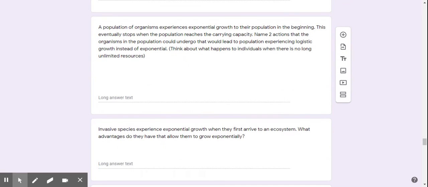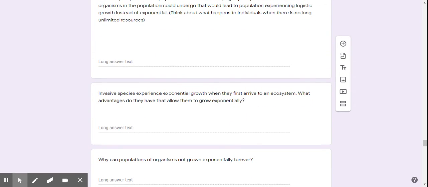Now, go to this next one. Invasive species experience exponential growth when they first arrive in an ecosystem. What advantages do they have that allow them to grow exponentially? So they definitely do have some advantages. Whenever they show up, number one, they don't have any predators. There are no organisms there that know they can eat them, so they're actually not going to get eaten.